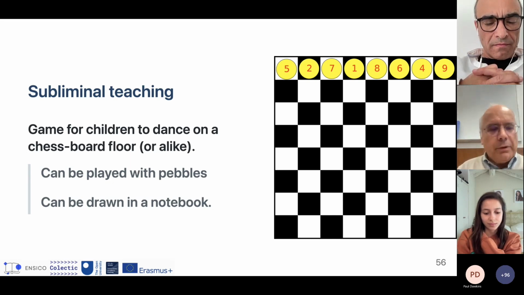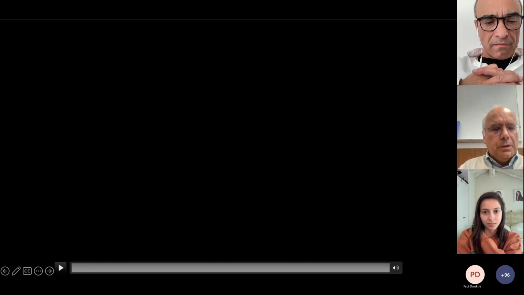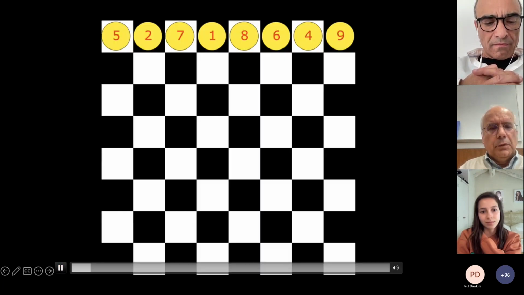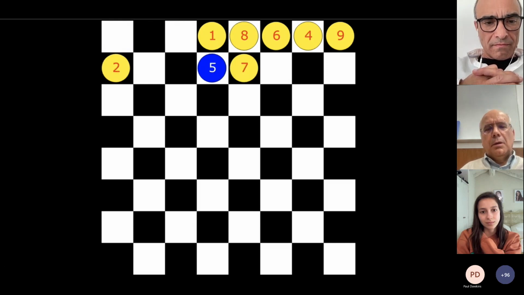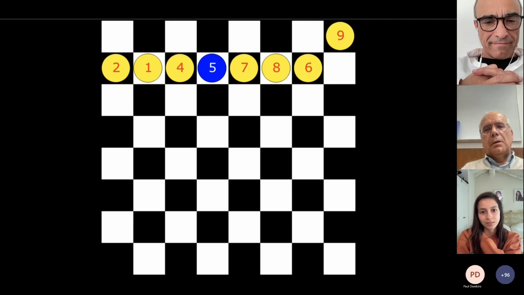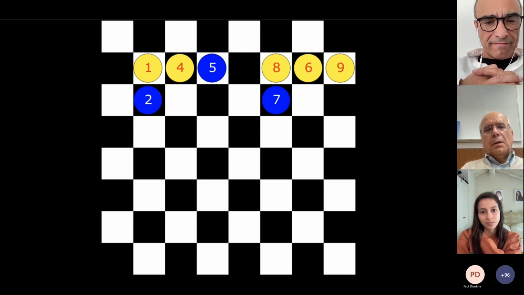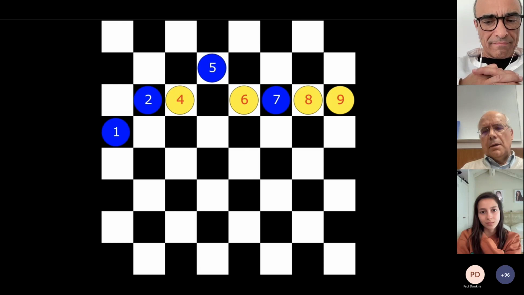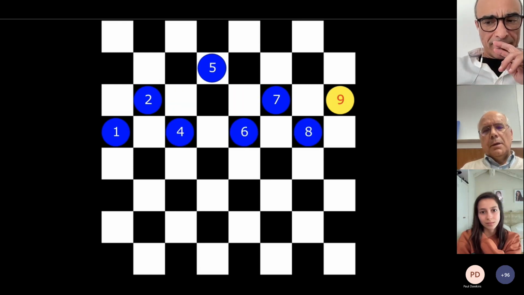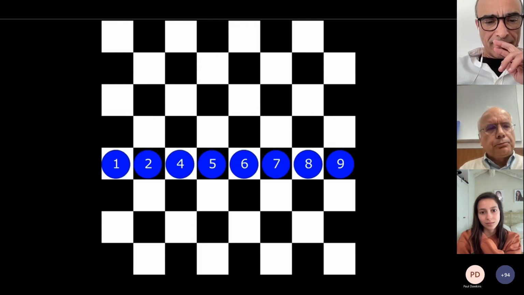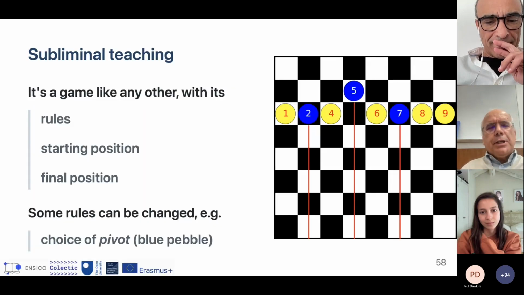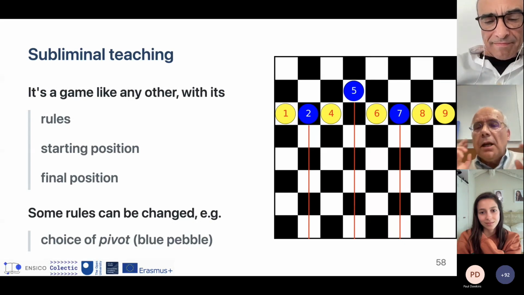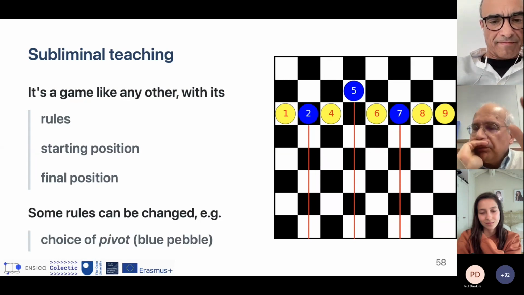So this is a game. Okay, so let us do it. Okay, so it's a game like any other. It has rules. It has a starting position. It has a final position. The pebbles go from yellow to blue.